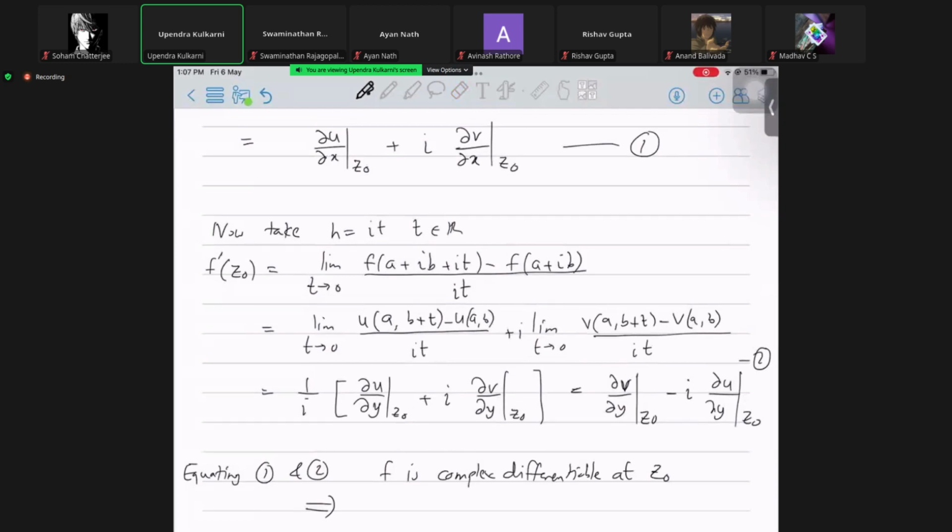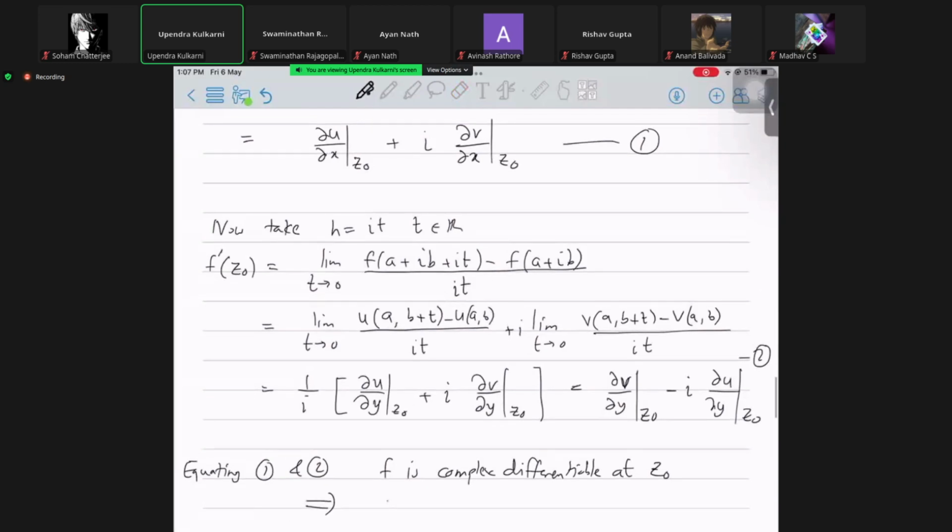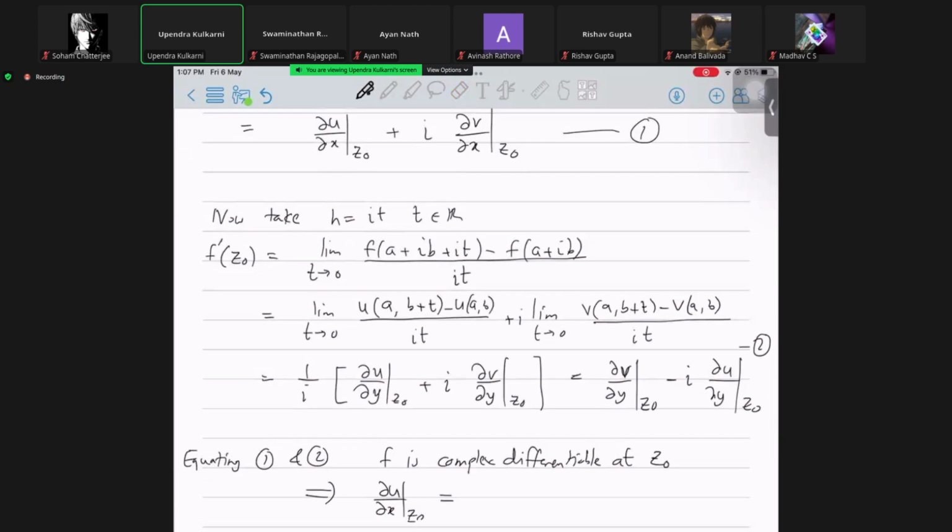That implies what? The real parts have to be equal. That is, the partial derivative del u by del x at z naught must equal the partial of the imaginary part with respect to y. Because notice those are both real parts of the derivative as a number, the derivative as a complex number.